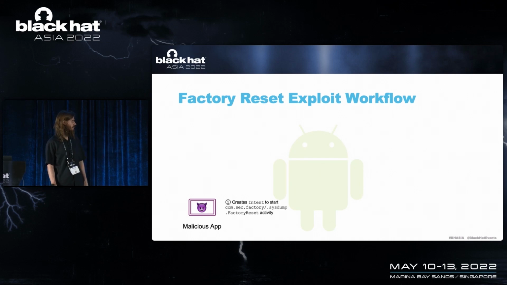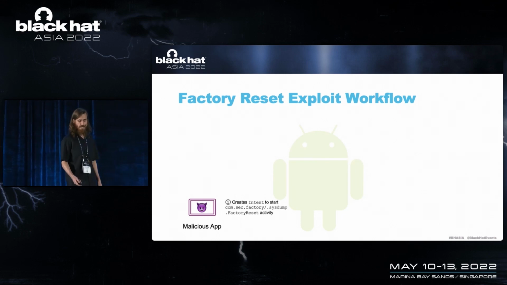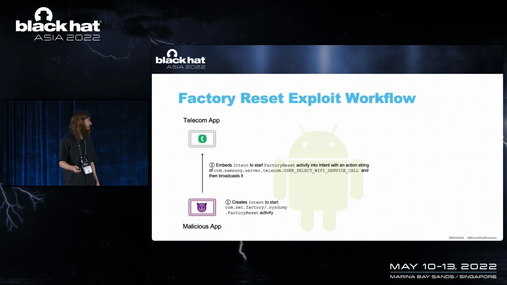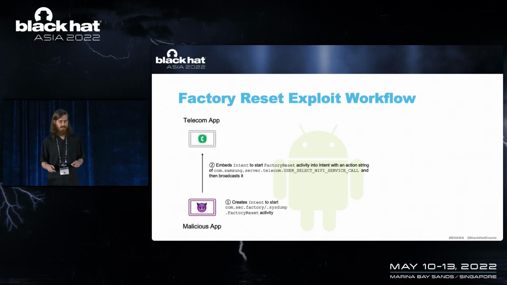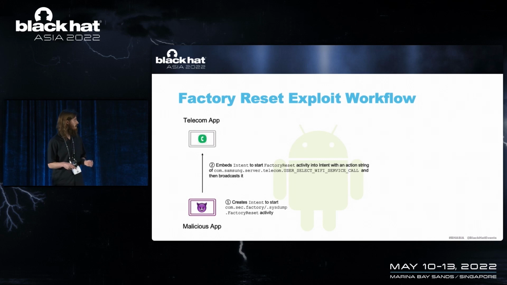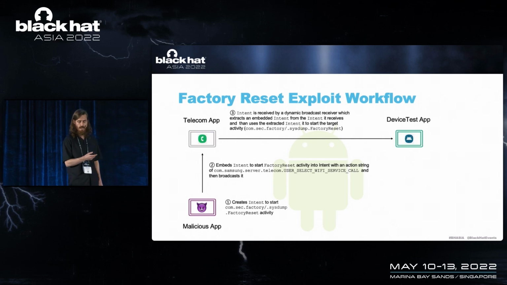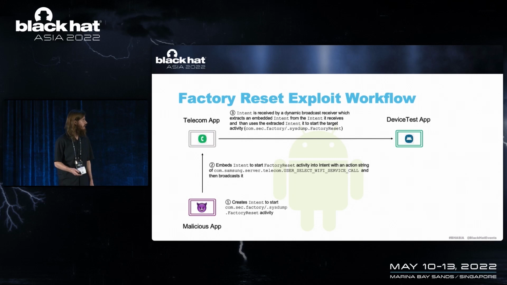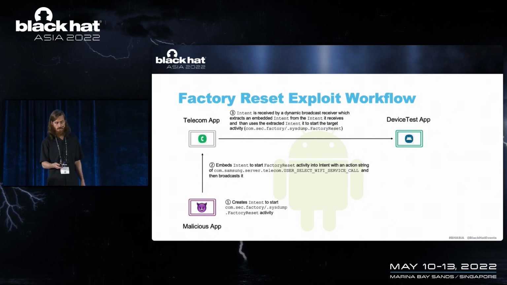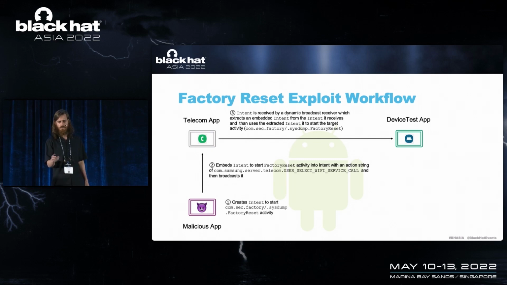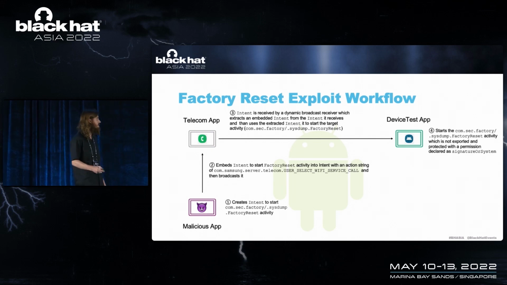So here's a more concrete workflow example. We have the malicious app. On the Samsung devices, there's a com.sec.factory application. Within that there's an activity called factory reset. The malicious app creates an intent for this activity, puts it into a second intent, with the second intent having an action string of user select Wi-Fi service call, and sends it to the Telecom app. The Telecom app extracts the activity application component and then sends it on to its destination, which was controlled by the malicious application. So it gets sent to the factory reset activity within the device test app.